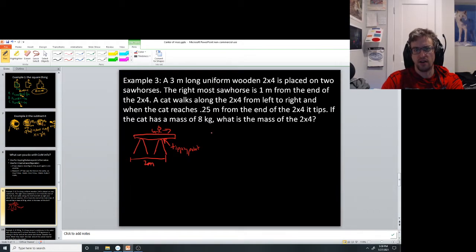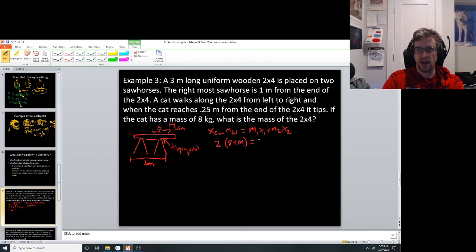We know the cat gets all the way out to 0.25 meters. I know the center of mass equation is x center of mass times m total is equal to m1 x1 plus m2 x2. X center of mass is 2 from the left end. The total mass is the cat plus the mass of the beam, which is our unknown. M1, let's make that the cat, so 8 times the location of the cat. I'm going to call it 2.75 because I'm measuring from the left end. You can measure from the right end just as well. Honestly, it might be a little simpler math-wise.